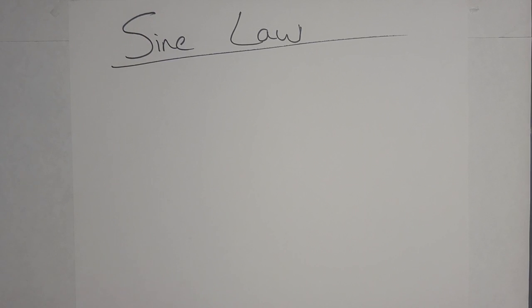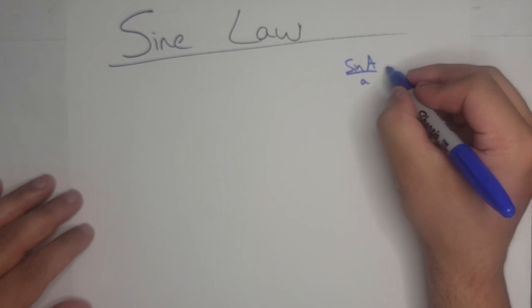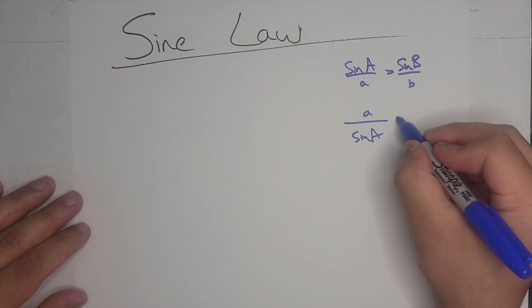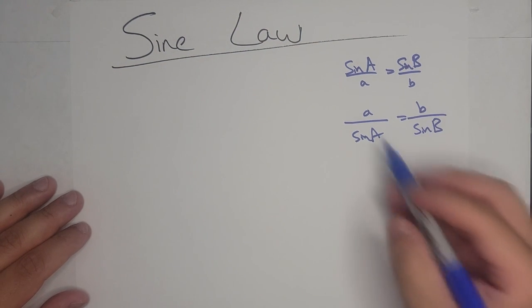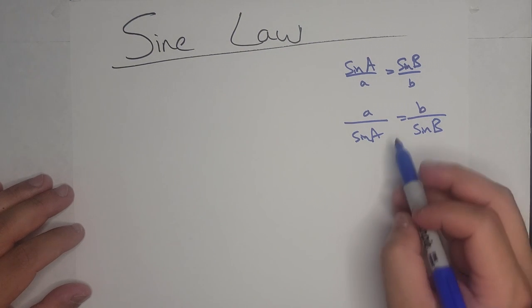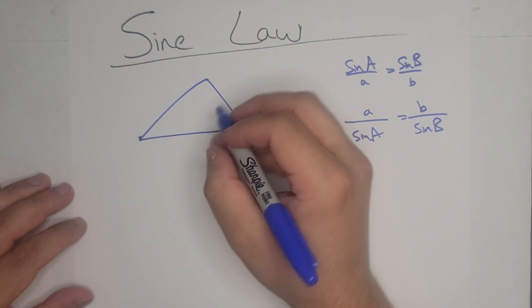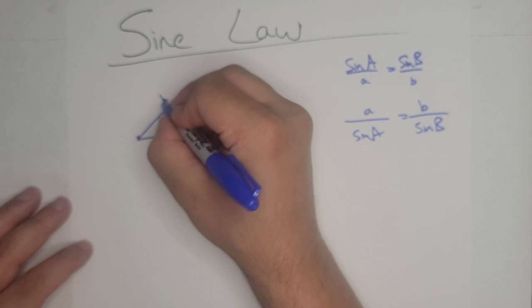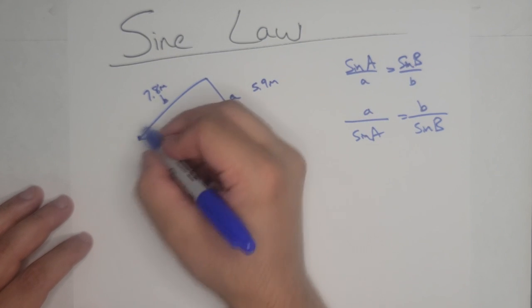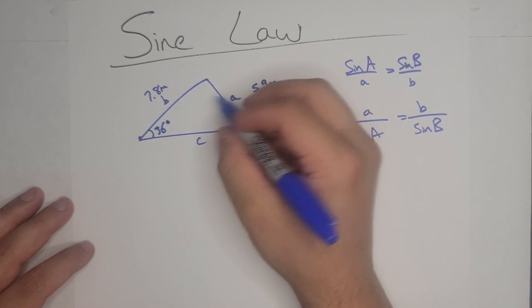Okay, so in this video, we're going to be looking at the sine law, more of a refresher. Sine A over a is equal to sine B over b, or even inversely, where the lowercase a and b represent the length of a side, and the uppercase represents the angle. So say we have a problem like such, where we have C, A, and B, where b is 7.8 meters, a is 5.9 meters, and this angle is 36 degrees. And now I want to find out the angle of B.